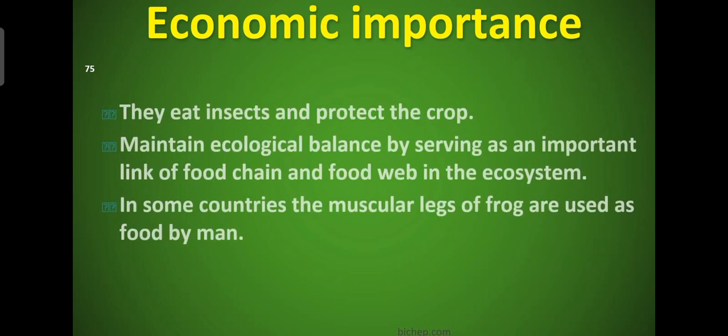So in whatever food chain is there, the frogs form an important link, because the other animals are dependent on the frogs. They are eating the frogs and living. So it is an important link for the food chain and food web. In some countries the muscular legs of the frog are used as food by man. So these are the economic importance of the frog. And this finishes chapter number 7, that is structural organization in animals.